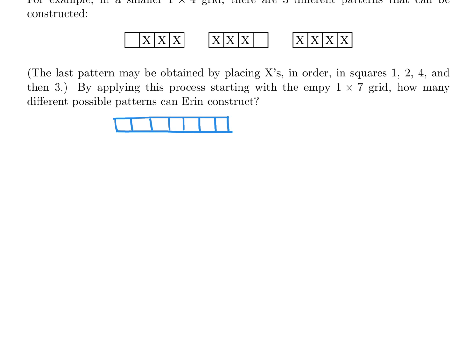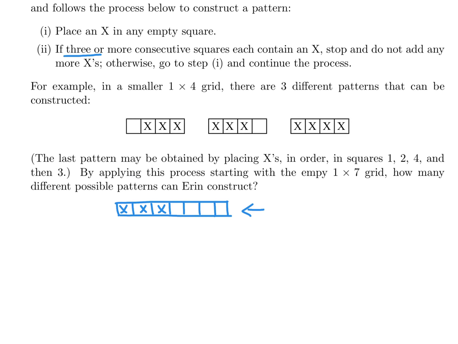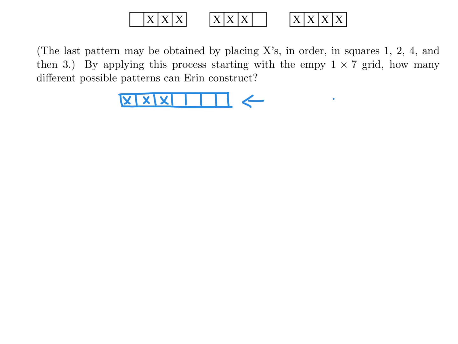Yeah. So for example, let's experiment here. It looks like if you have 7 different squares, you can obviously just put 3 like this, 1, 2, 3, and then you're done, because that would satisfy the rule: if 3 or more consecutive squares each contain x, stop. So there I've stopped. So it's obvious that I could get 3. I'm just experimenting. Can I get 4?